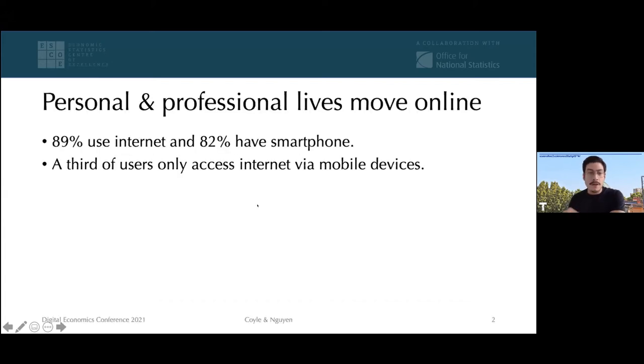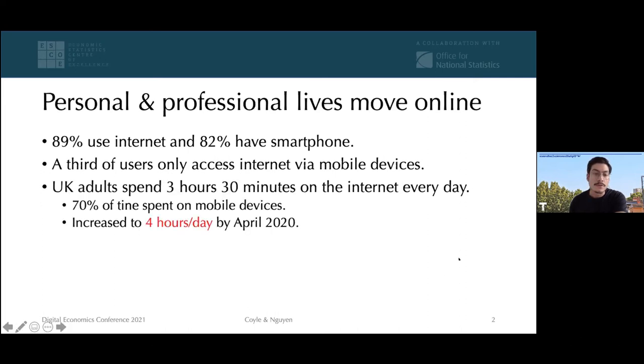So basically, our starting point is that I think we can all relate to, not only this year but in general, that our personal and professional lives are increasingly moving online. So here are some facts about the UK, for example. Around 90% of the population use the internet regularly. More than 80% have a smartphone. Many people nowadays only access the internet via mobile devices as opposed to desktop computers. Now, this is important. UK adults spend around 3.5 hours on average on the internet every day, and 70% of this time is on mobile devices.